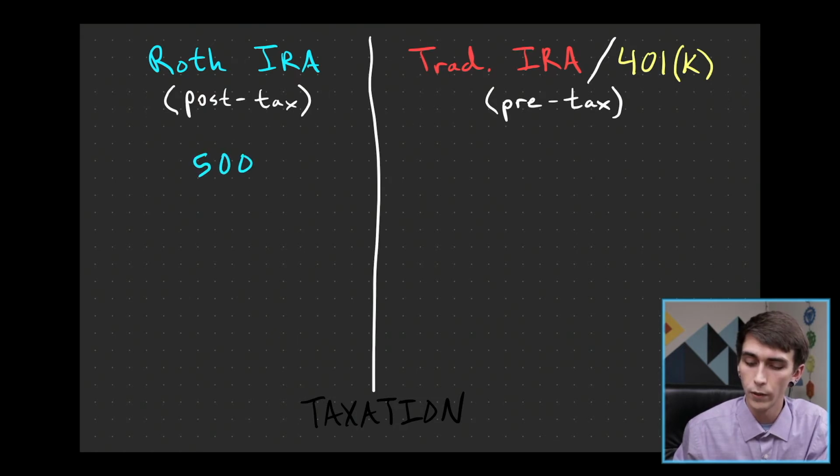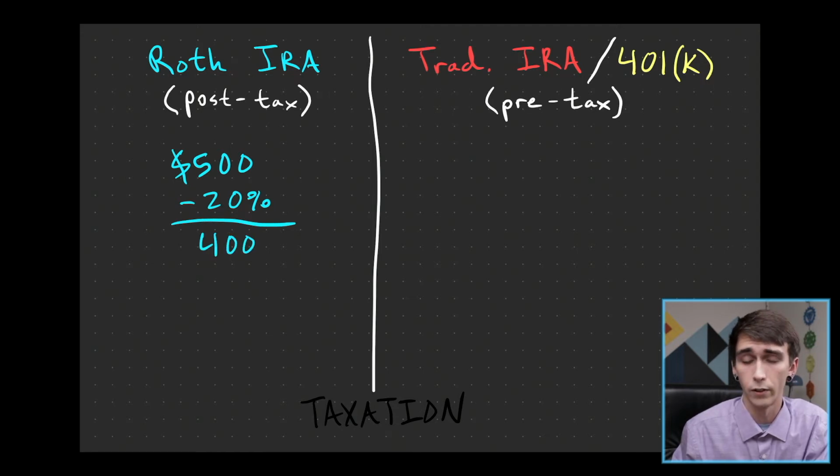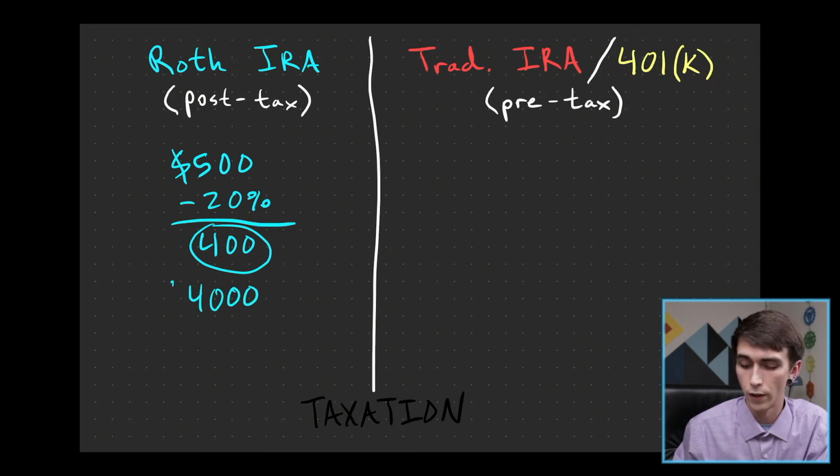So say that you get $500 on your paycheck from your employer, and you get taxed at 20%. So that would leave you with $400 left, because 20% is $100. So then you invest that money, and say hypothetically it grows to $4,000 over the next 40 years or whatever.